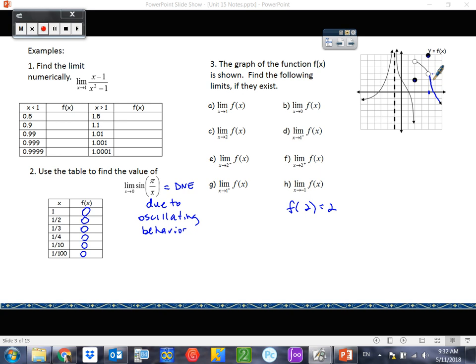Now I'm going to attach myself to the curve and head towards that x value of 4 from the left. As I'm headed there from the left, what y value am I approaching? 3. Okay, I'm approaching a 3. That means the limit is 3.